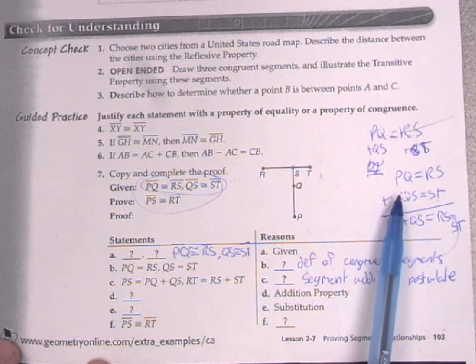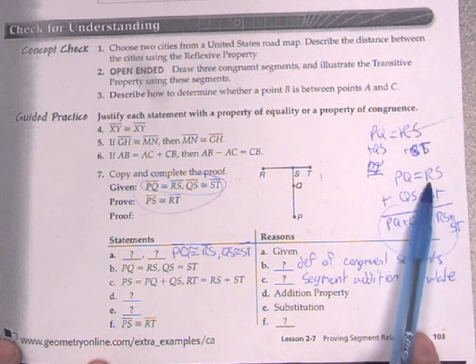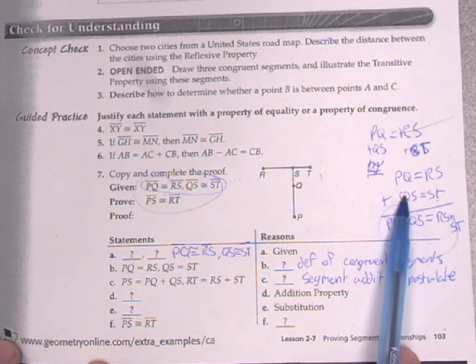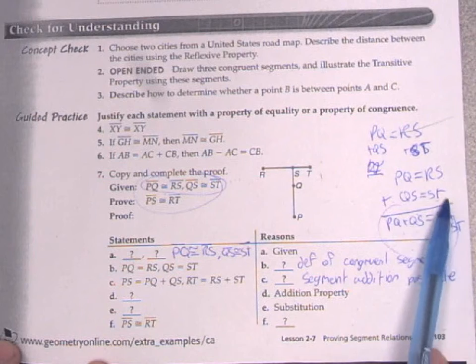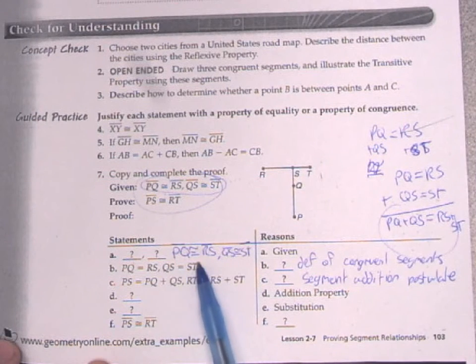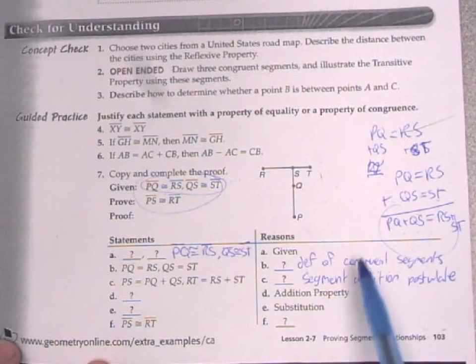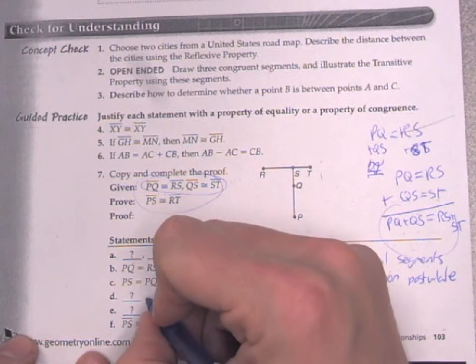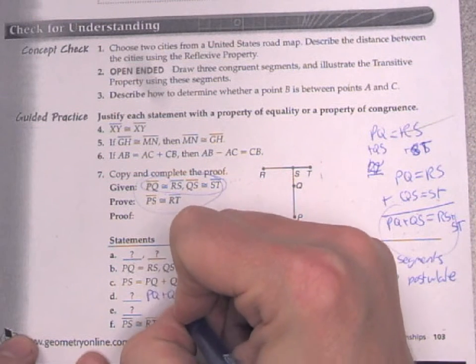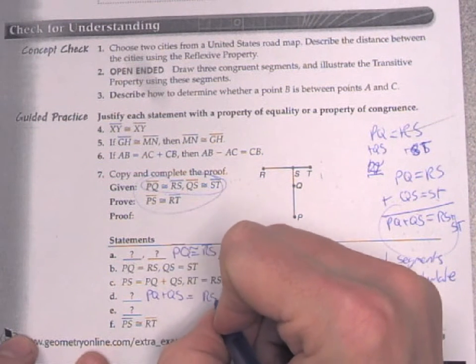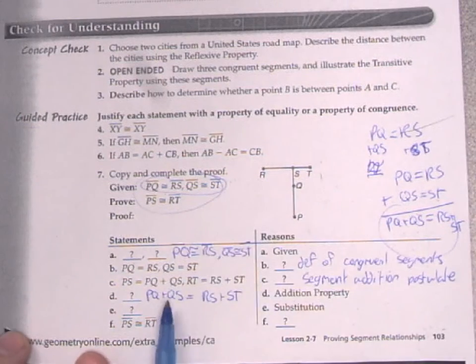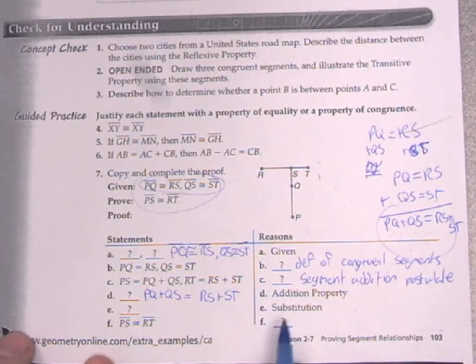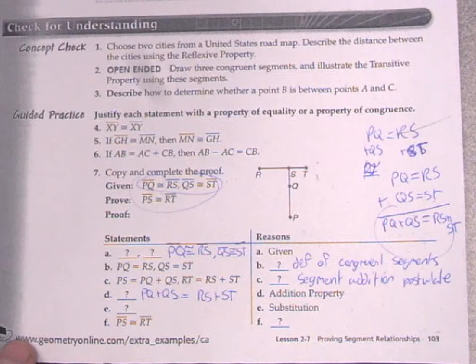It's kind of hard to see that, but I'm basically taking a true statement and I'm adding equal measurements to either side. I'm adding a QS on this side and an ST on this side, but since I know they're equal to each other, I can still do that. This is like taking an equation and adding a +5 and a +5. So this statement right here, statement D, is PQ plus QS is equal to RS plus ST. And that's the addition property of equality. Okay, I couldn't do that with congruence. This is only a property of equality, not a property of congruence.